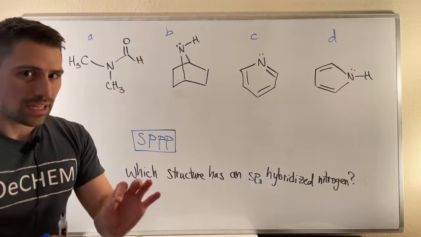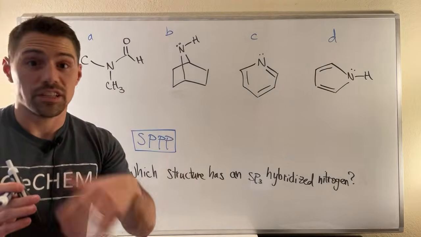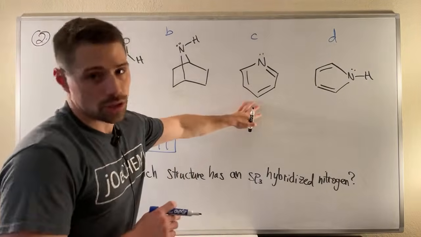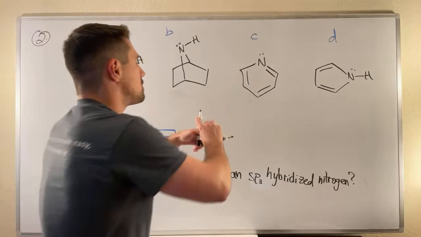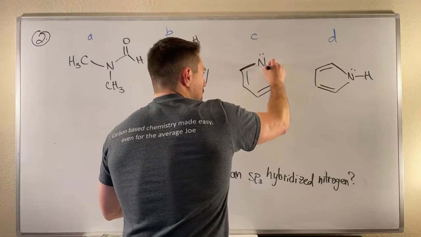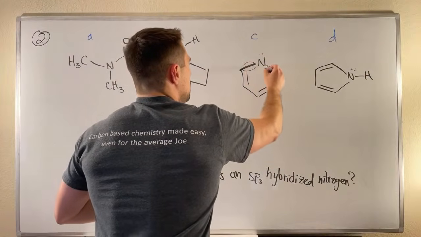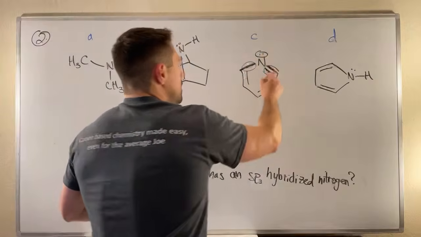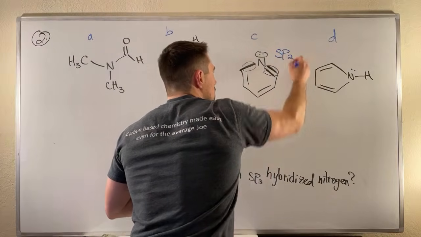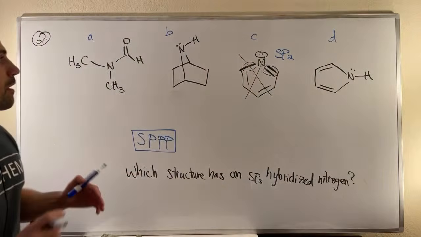The slight trick here is, let's at least rule out the ones that are obviously not sp3 hybridized. If we take a look at this structure right here, C, I hope what you're seeing is we have one bonding area, a second bonding area. Yes, even though it's a double bond, it counts as one area, and a third. So this nitrogen is actually sp2 hybridized, so we can automatically X that out.